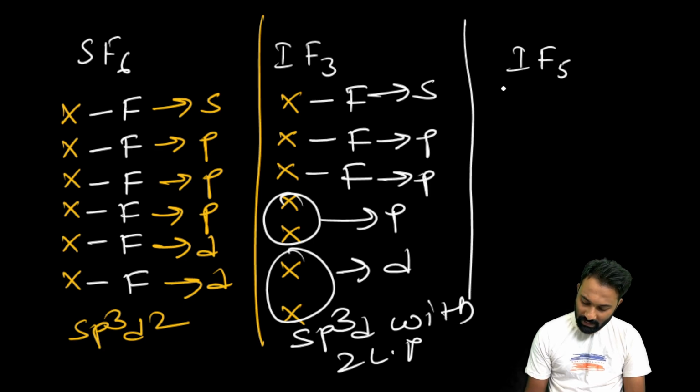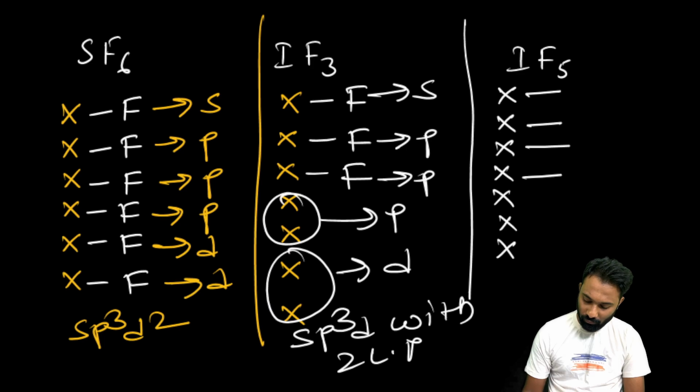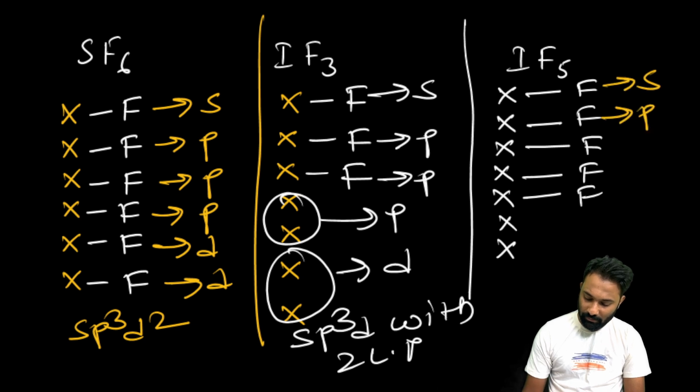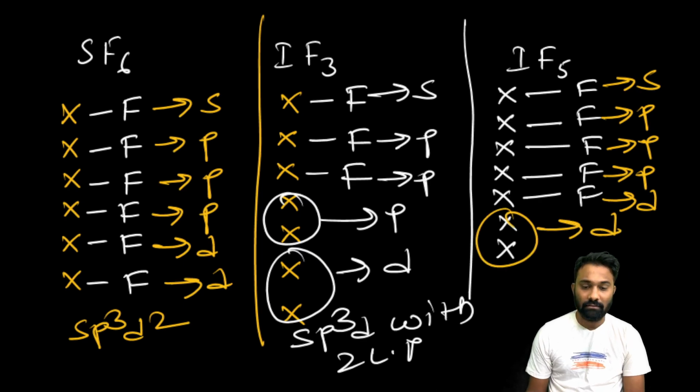Now next comes the IF5. Now valence electrons are 7, right? 1, 2, 3, 4, 5, 6, 7. Now 5 fluorines, 1, 2, 3, 4, 5. Here we are having the 5 fluorines. Now this is S, this is P, this is P, this is P, this is D, and this is D. Clear? What is the hybridization of this one?